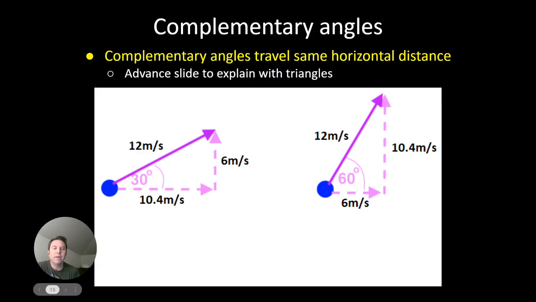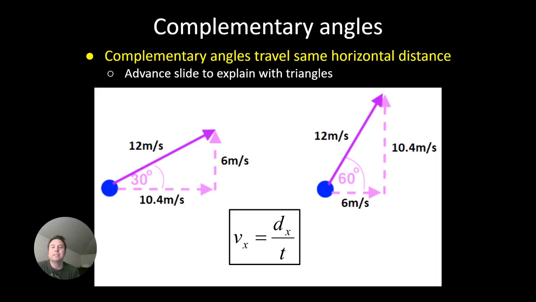So when we do the math, when we do v equals d over t, we're going to get different times, and we're going to get different vx's, right? The 30-degree, the lower one, is going faster forward than it is up. The higher, steeper one is going slower forward than it is up. So they have different vx's.